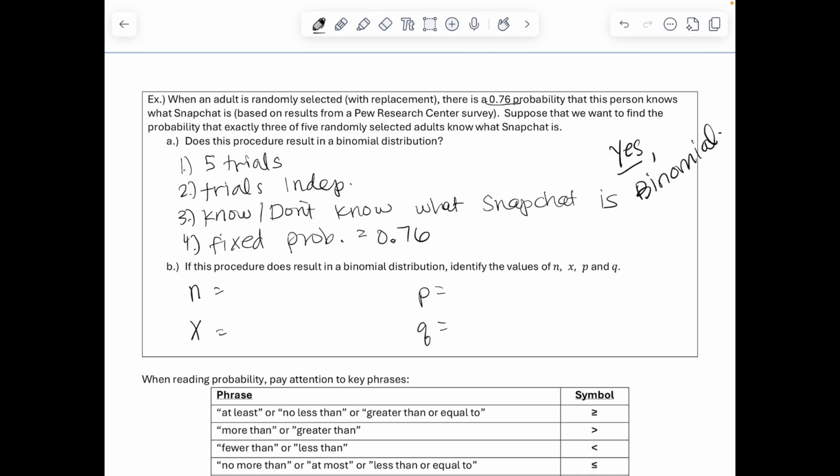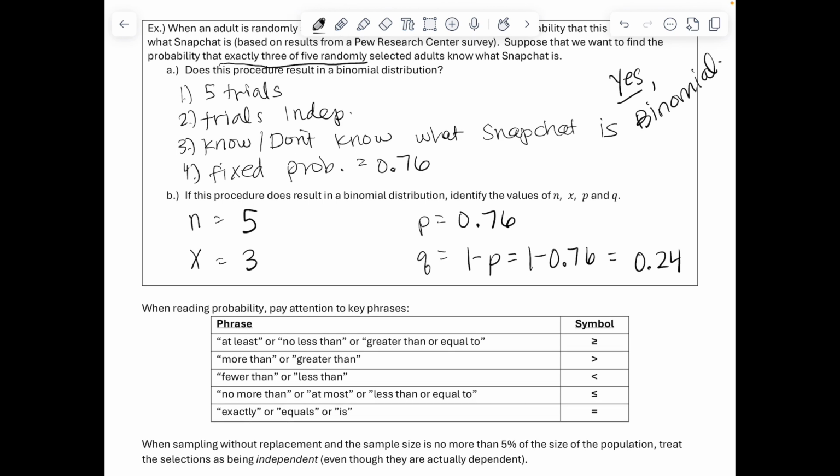So n is our number of trials, which we have 5. X is the number of successes that we want, which is 3. Up above it says exactly 3 out of the 5 know what Snapchat is. The probability of success is P, and that is given to us as 0.76. And then Q is going to be 1 minus P, which is 1 minus 0.76, which equals 0.24.